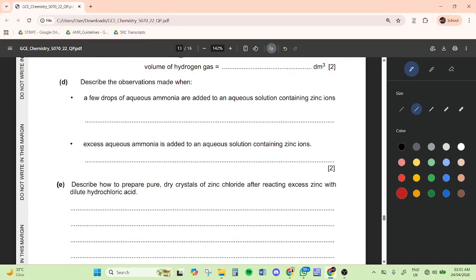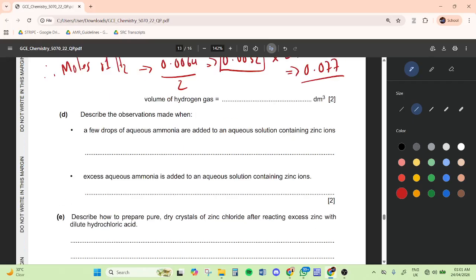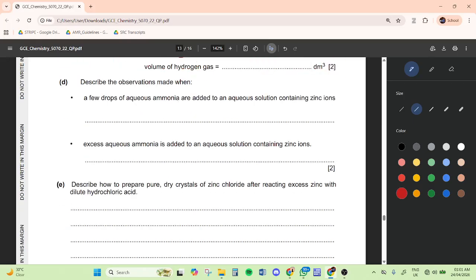All right, last few questions for this. When you add a few drops of aqueous ammonia to an aqueous solution containing zinc ions, first thing you're going to get is a white precipitate. And when you add excess ammonia, it's going to dissolve to give you a colorless solution. This is sort of lab or ATP etiquette, so not much to go about here.